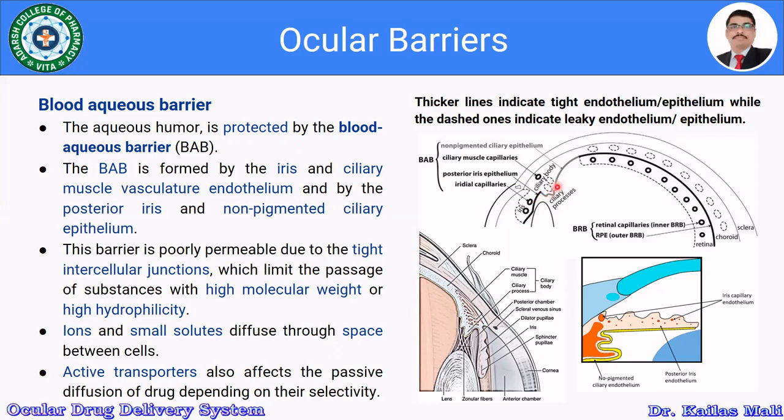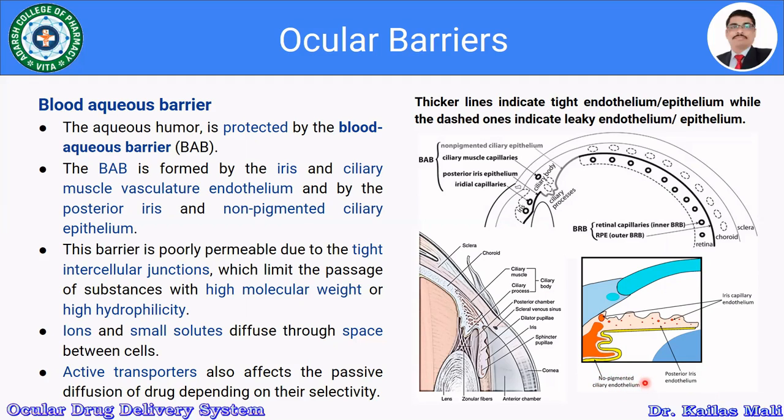So the BAB is formed by the iris and the ciliary muscle vasculature endothelium, the posterior iris, and the non-pigmented ciliary epithelium. Look at another figure here. This is the iris. These are the iris endothelium. Here is the posterior iris endothelium, and these yellow colored ones are the non-pigmented ciliary endothelium.